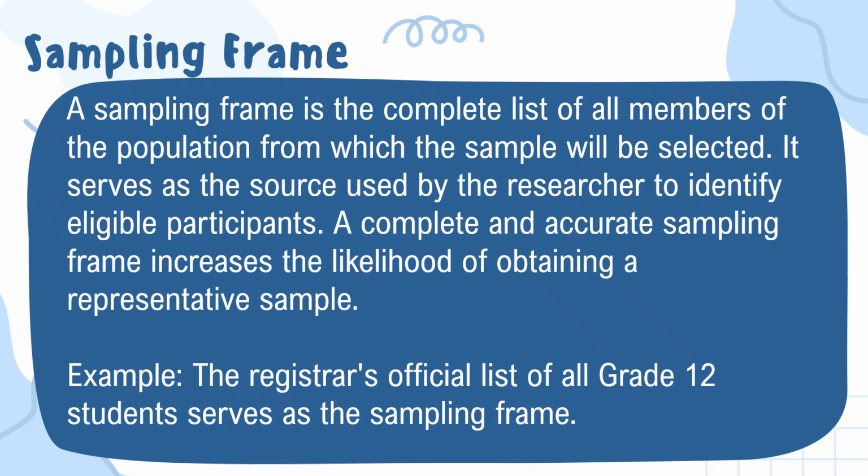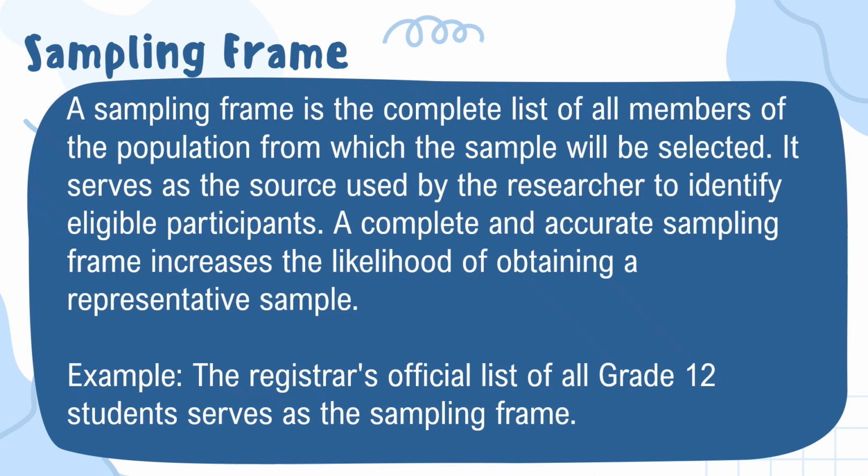Now let's discuss another important term, that is sampling frame. A sampling frame is the complete list of all members of the population from which the sample will be selected. Think of it as your master list. Suppose your population consists of all grade 12 students in the school. What document could contain the names of all those students? That is the registrar's list. The registrar's official list of all grade 12 students can serve as our sampling frame.